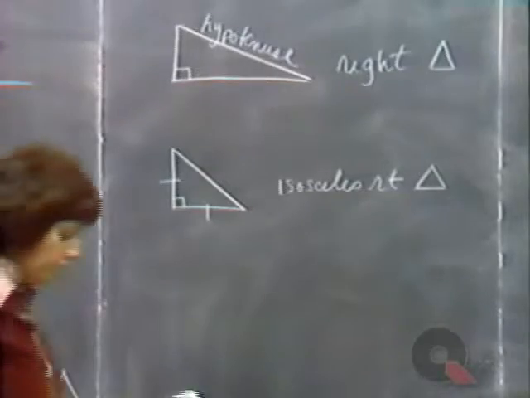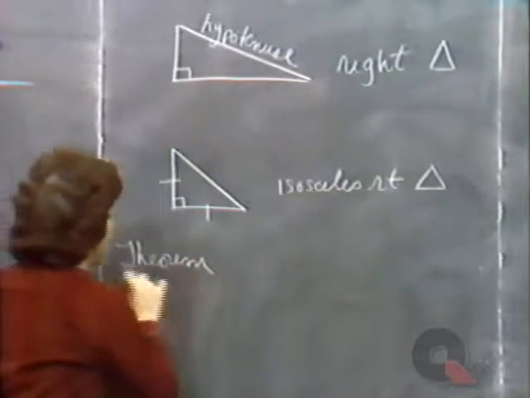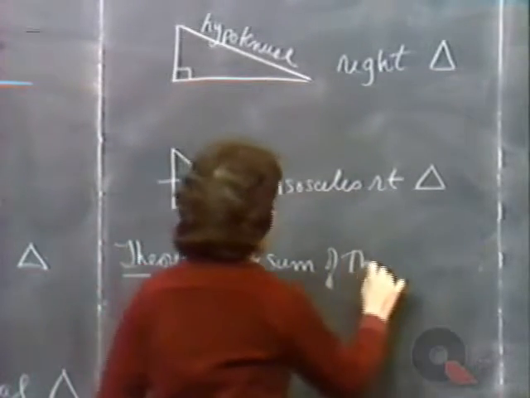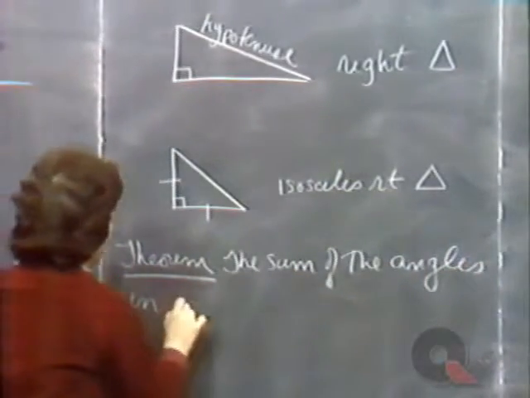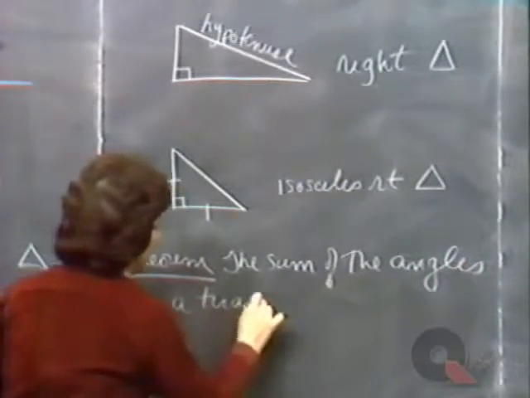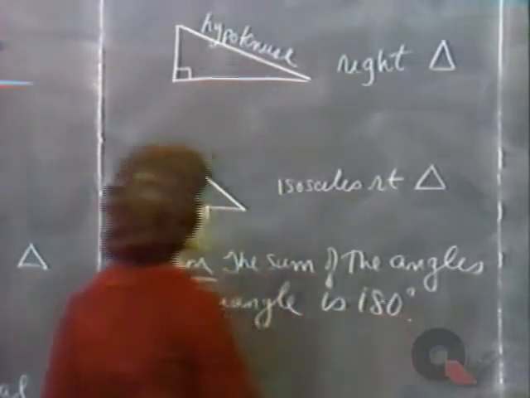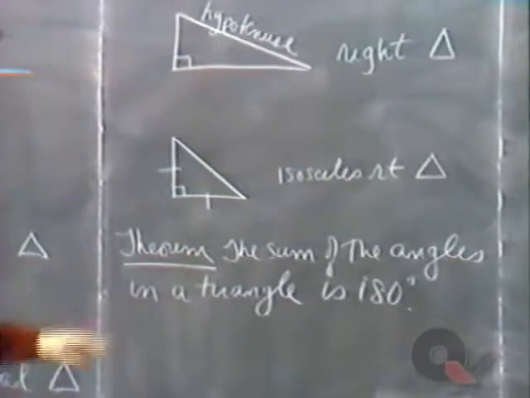This is a consequence of the fact that we have a theorem that says the sum of the angles in a triangle is 180 degrees. The sum of the angles in a triangle, in any triangle, is 180 degrees. Now I'm going to prove this theorem for you.